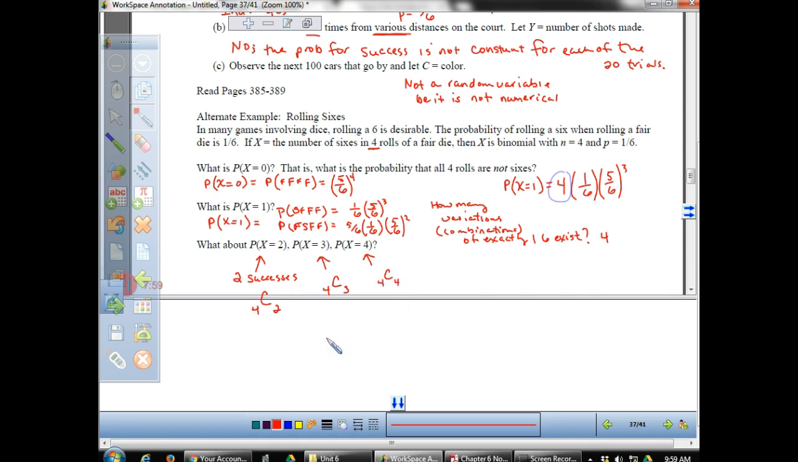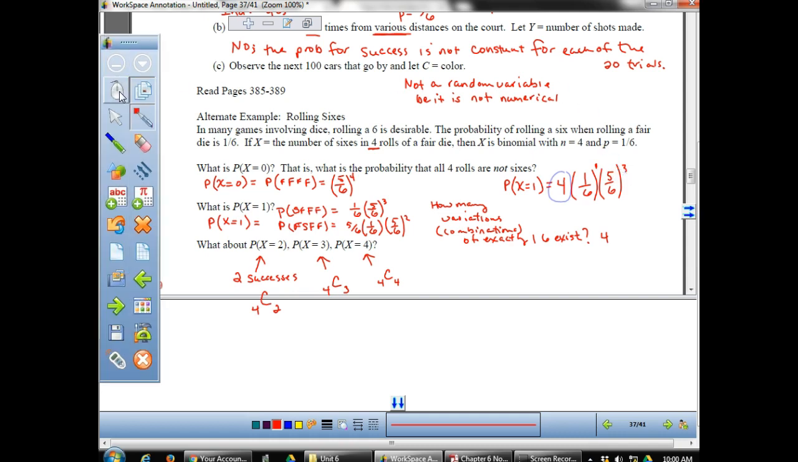Now, of course, every single time the probabilities will change. If you noticed up here, I had 1 as my exponent because I was looking for 1 success. Here I had 3 because the other 3 would have to be failures. So these 2 will always add to the n value, or the number of trials.